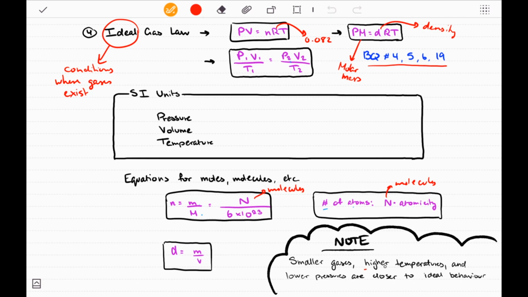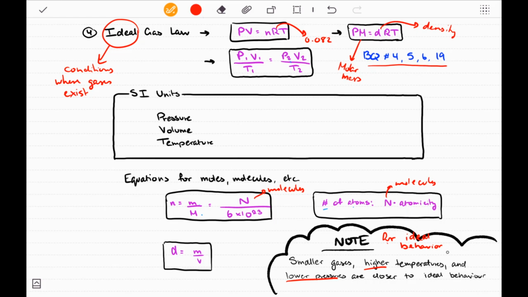At a higher temperature, a gas will stay a gas. It won't condense. It won't become liquid. At a lower pressure, again, the molecules will be very far apart. They won't be bumping into each other. They won't condense or become liquid. So these conditions over here are good for ideal behavior. It's not the entire law, but it is important to know when ideal behavior occurs.